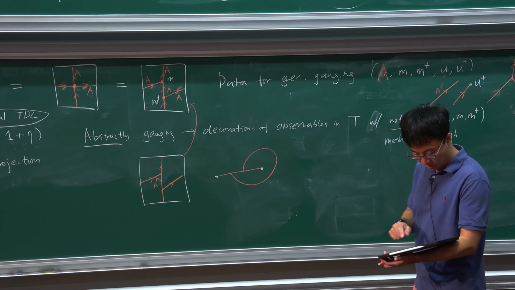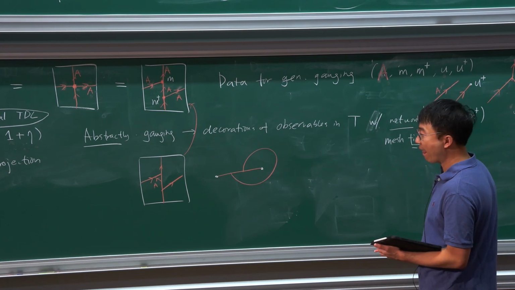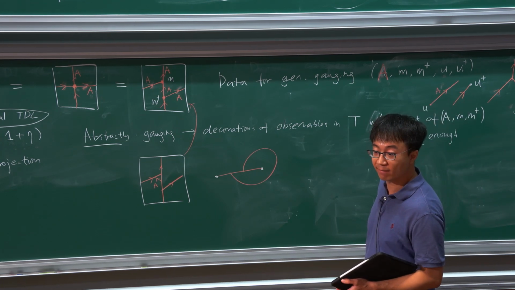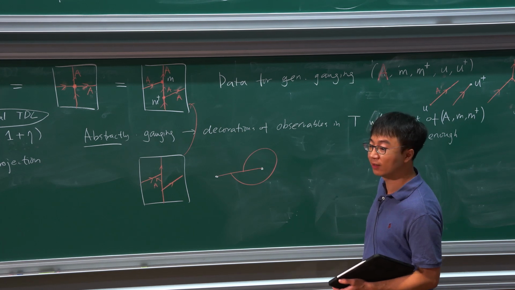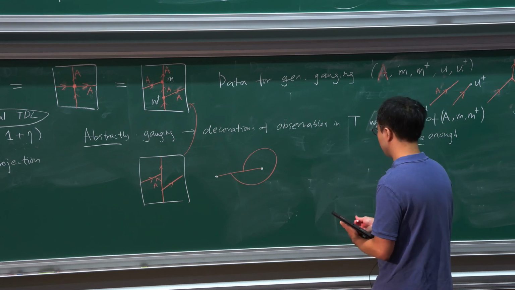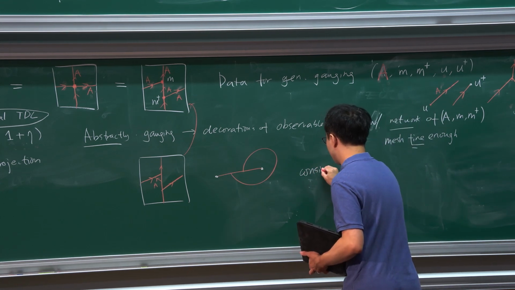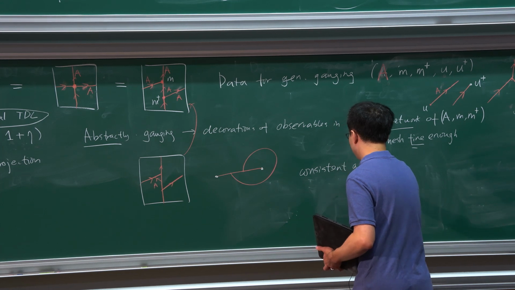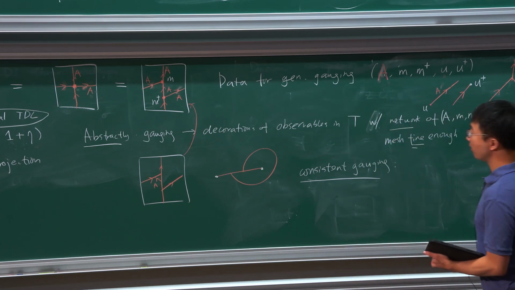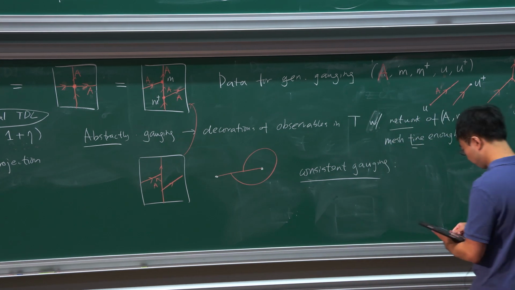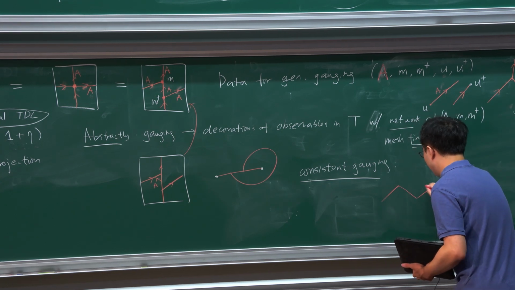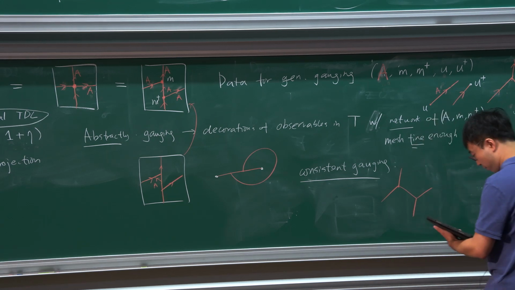And can you show that there are only finitely many choices? Sorry? Can you show that there are only finitely many choices of abstract gauging up to some equivalence? Yeah, so that's coming from the consistency conditions on gauging. It's coming from requiring, in particular, the following consistency conditions. For example, this kind of topological moves that you saw before.